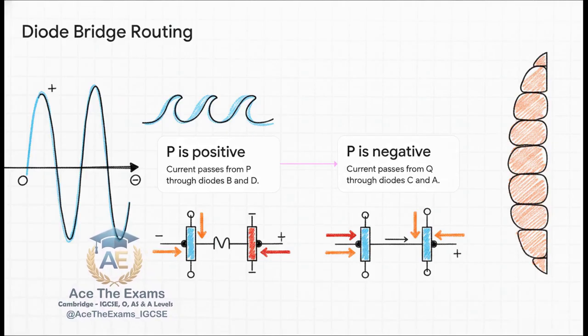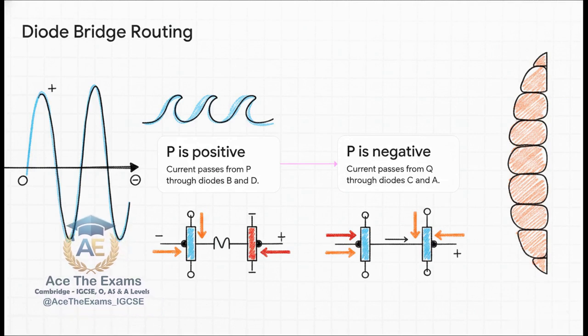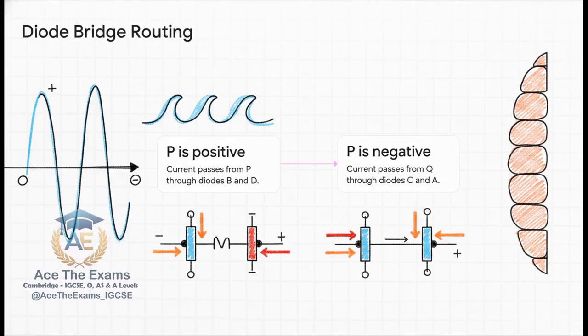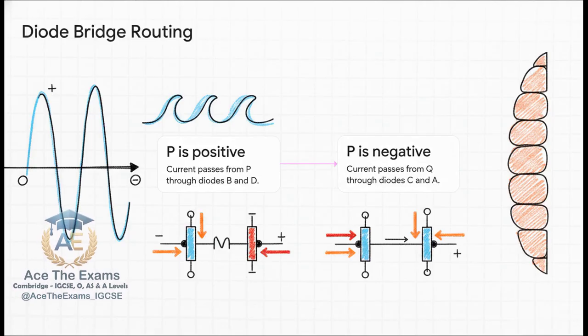Spot the flaw. It's completely wrong and loses all marks. Let's trace the actual path. Step 1, when top terminal P is positive, current flows out, passes through diode B, goes down through our resistor from left to right, and returns through diode D to point Q.